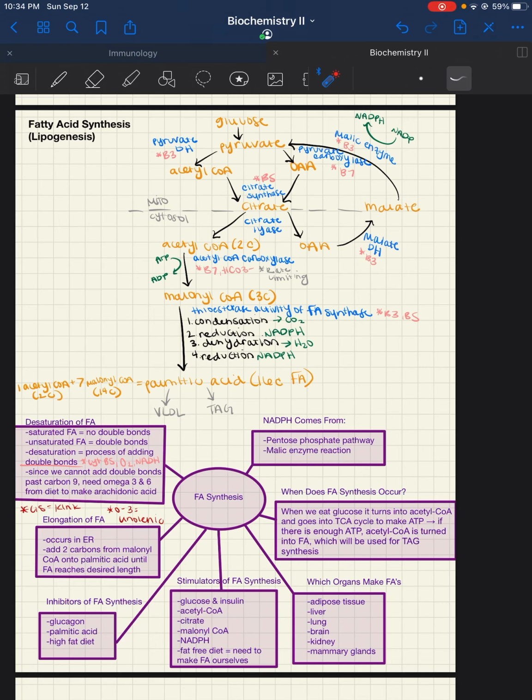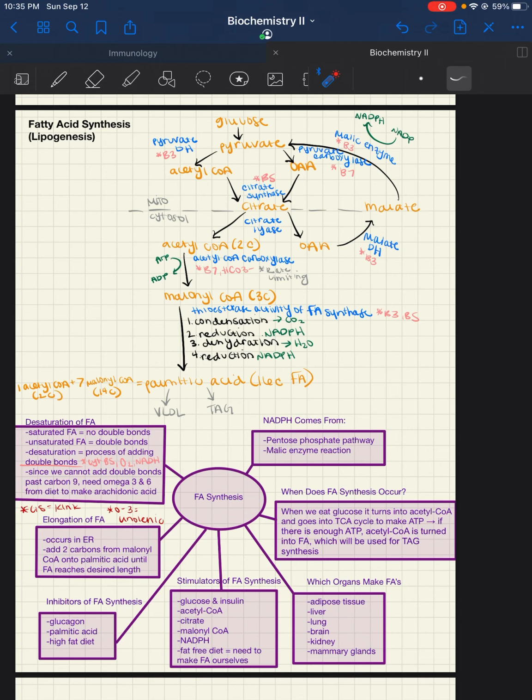Citrate will stimulate this pathway because we're forming it initially to get acetyl-CoA. NADPH stimulates this pathway because it's being used in these reduction reactions. A fat-free diet will stimulate fatty acid synthesis because if we're not getting fats from our diet, we need to make some. So this is why we do this.